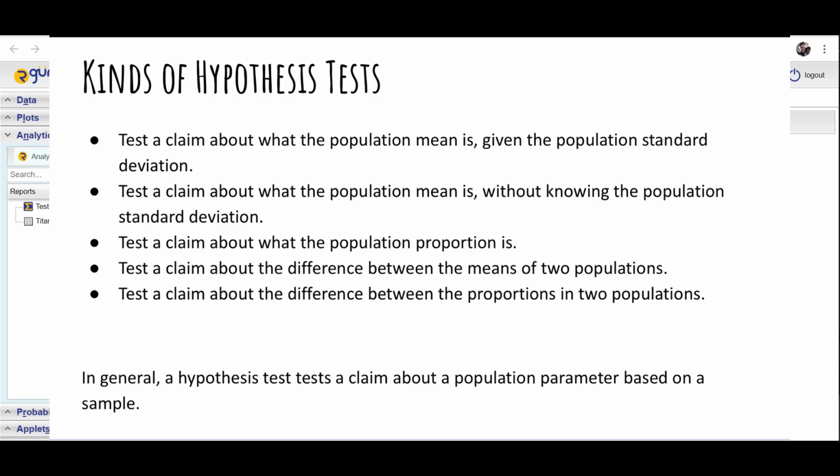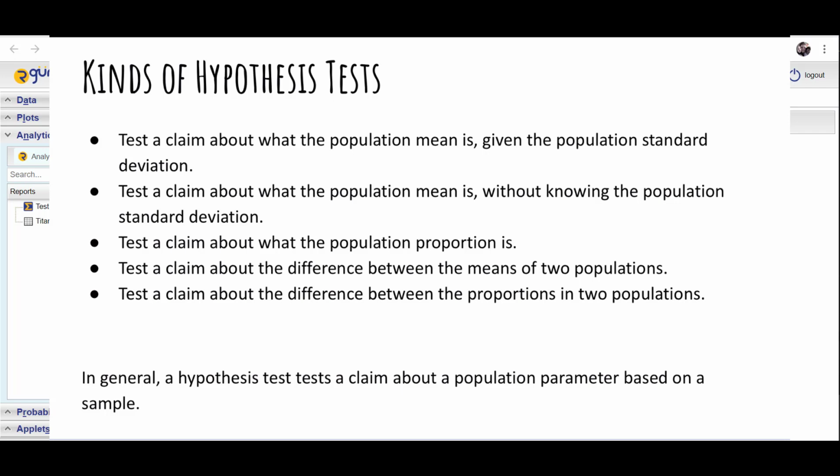There's one where you test a claim about a population mean and the population standard deviation is given. These will start sounding very similar to the confidence intervals that we found in the past. So if you recall, there was a confidence interval we found when we were estimating the mean and they gave us the population standard deviation. And then there's a hypothesis test where you test a claim about a population mean, but you don't know the population standard deviation. Instead, you know the sample standard deviation.